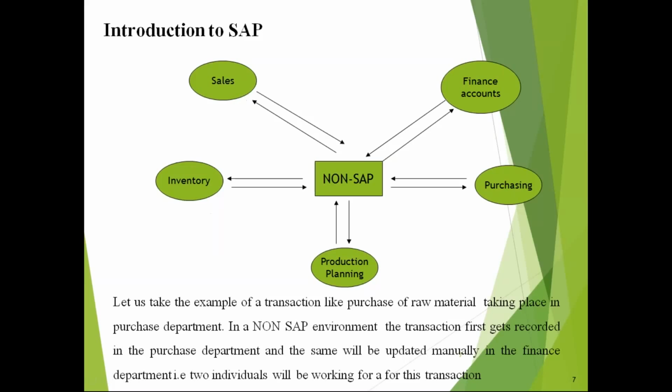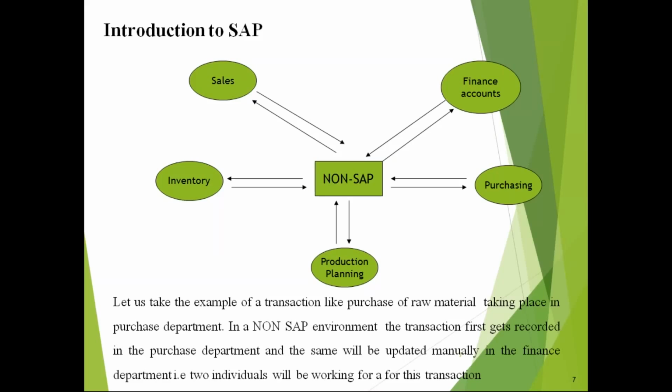Now under a non-SAP environment, every department will have a separate software. There's a separate software in the finance and account side, a separate software in the purchasing side, production side, inventory as well as sales. Now the basic problem in this scenario is, since there is a separate software in every department, the company has to invest heavily for buying these particular products. So I have to buy one software for the finance side, I have to buy one software for the purchasing side, production side, inventory as well as sales. So buying 5 different softwares is definitely going to be a costly affair for a company.